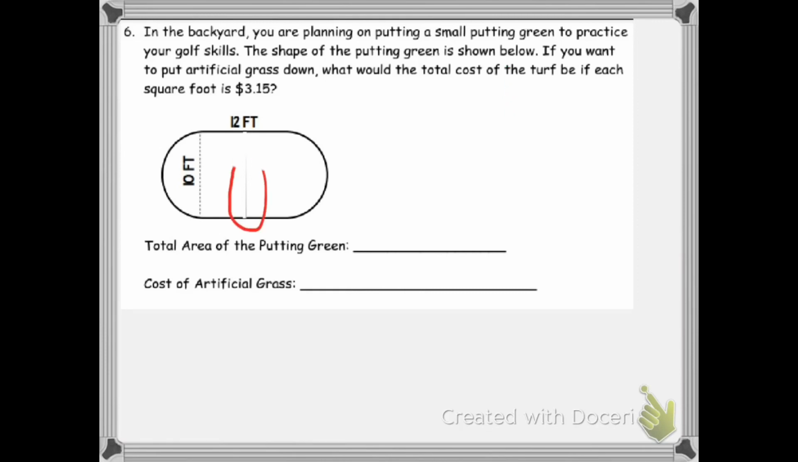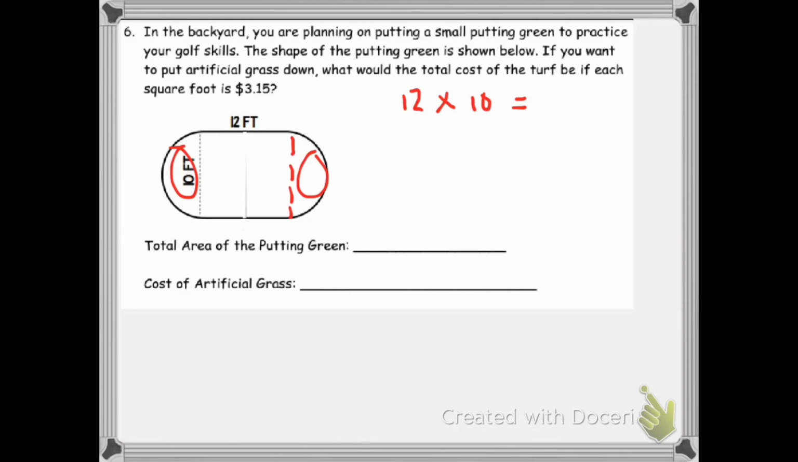Alright, so what we're going to do is, hopefully you can see that there's 2 circles here, right? You got a semicircle on one end and a semicircle on the other. But then you have this rectangular shape in the middle, so at the very least, you can knock that part out by doing 12 times 10. Okay? That's going to get you the portion that you need for the middle. Then we have a circle here, or a half circle here, a semicircle, and then another one here.